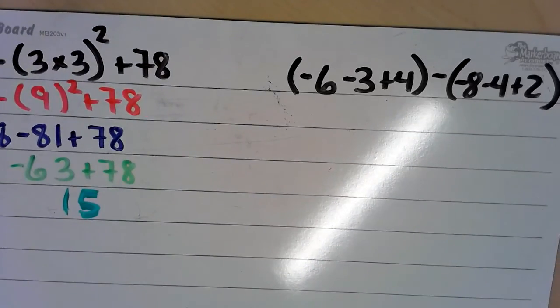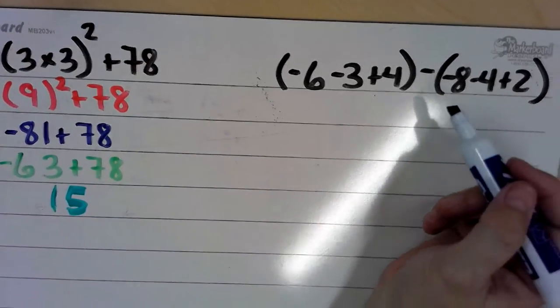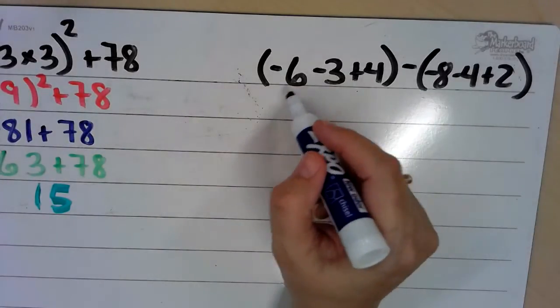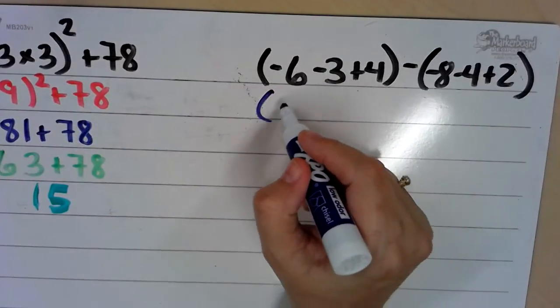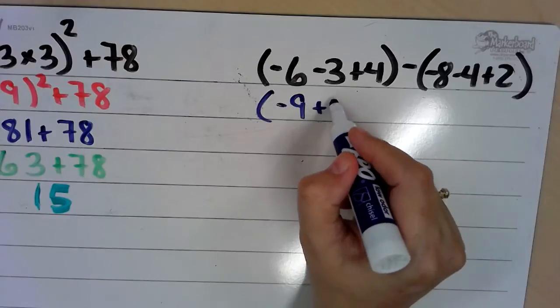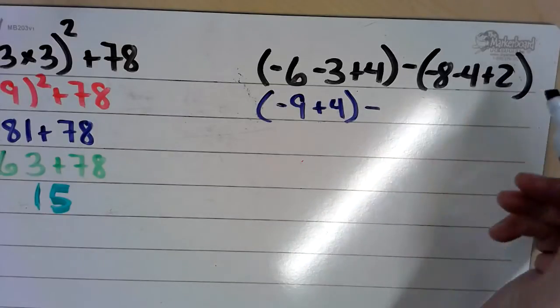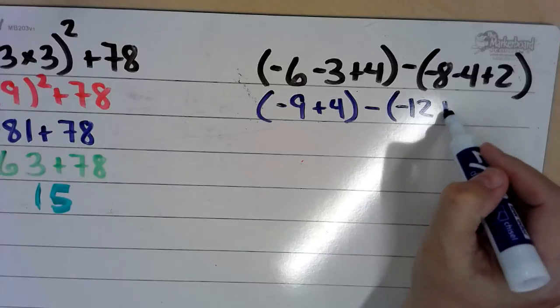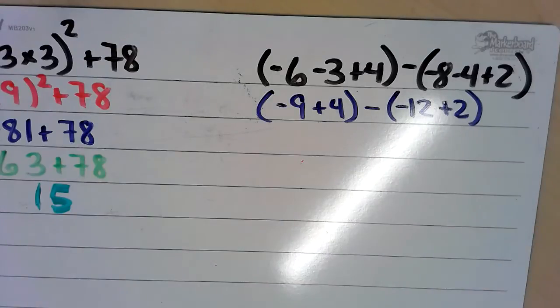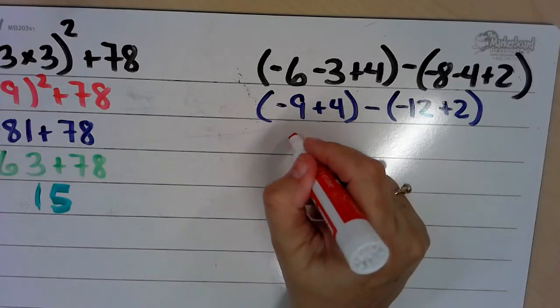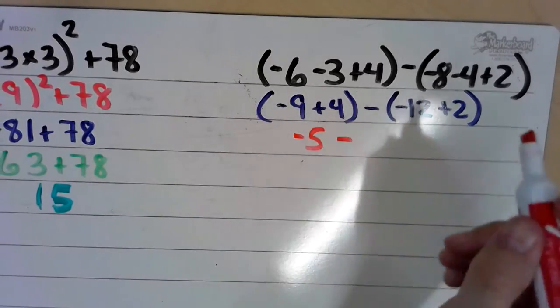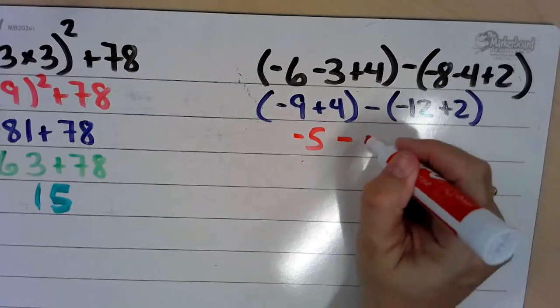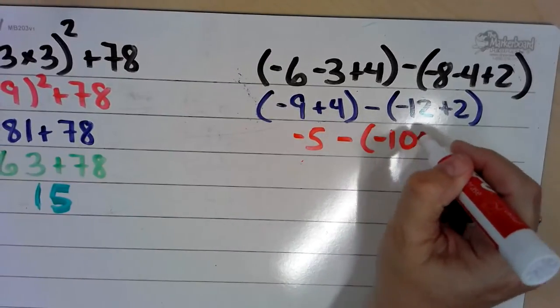Okay, so I'm going to do it step by step inside the parentheses. Negative 6 minus 3 is negative 9 plus 4. I'm going to do both of these in one shot. Negative 8 minus 4 is negative 12 plus 2. Okay. Then my next line, I'm going to have negative 9 plus 4, which is negative 5, minus negative 12 plus 2, which is negative 10.